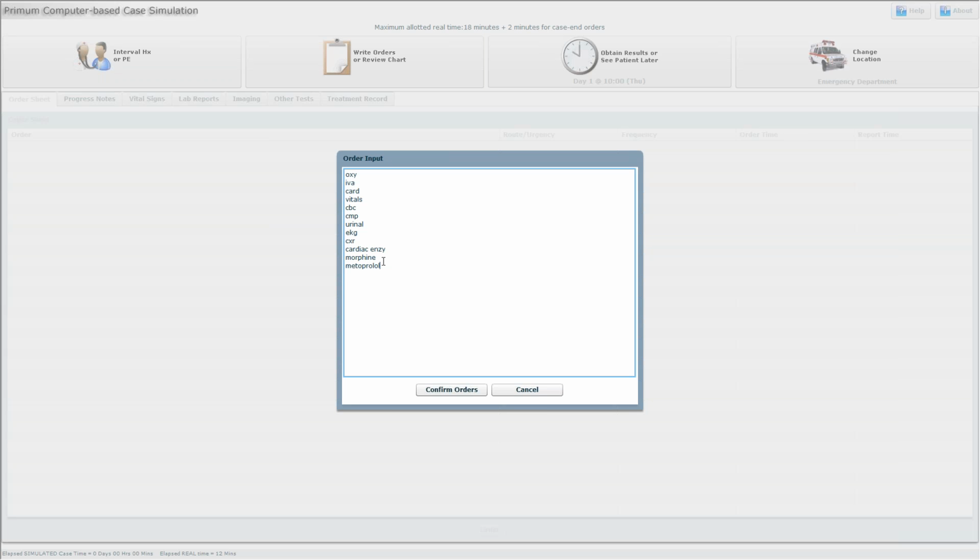Metoprolol will take care of the blood pressure. Metoprolol will take care of the tachycardia. You want to cut the tachycardia down. You don't want that shearing stress on this aorta to tear it more. So you want to control the heart rate. You want to control the blood pressure. Those are your priorities here.